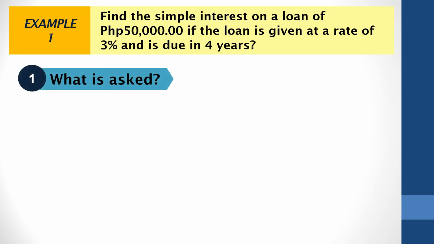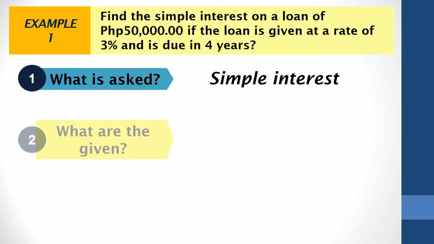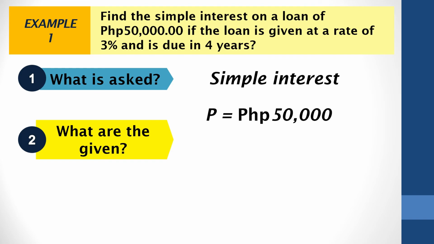First step, what is asked? Ano bang hinahanap? Ang hinahanap dito ay ang simple interest. Next, what are the given? Ano yung figures na nakikita natin sa ating problem? Ilista natin sila. Our P or the principal amount is our 50,000 pesos.